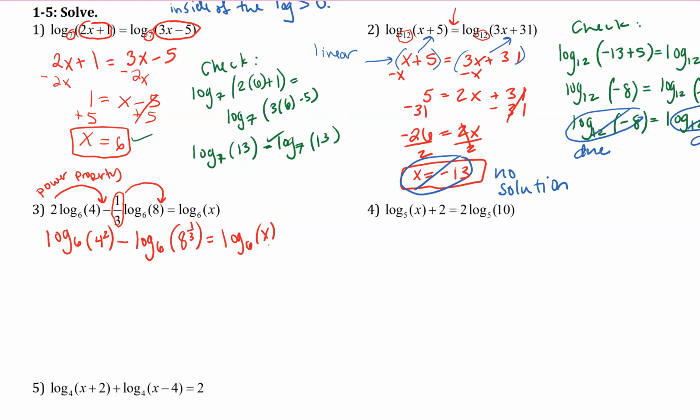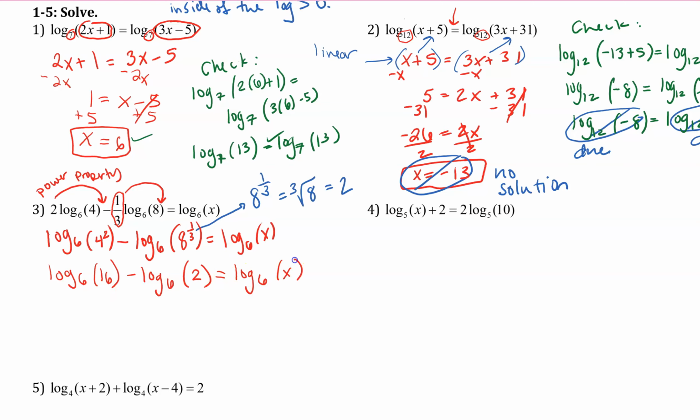And so I can go ahead and simplify both of those expressions. That's the log base 6 of 16 minus the log base 6 of 2. Because 8 to the power of 1/3, quick review on that, is equal to the cube root of 8. And that is equal to 2. So this is what I have so far on the left, and then all of that is still equal to the log base 6 of x.